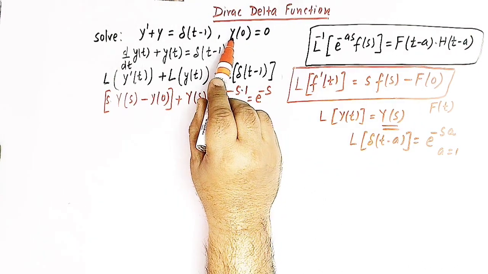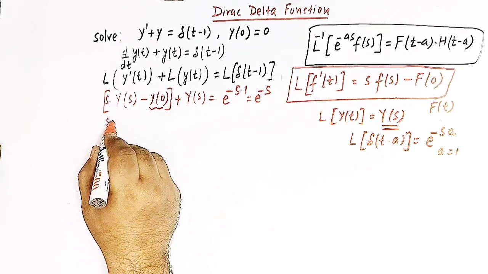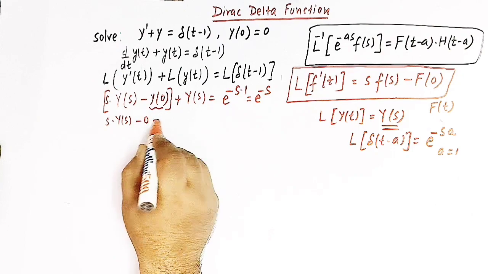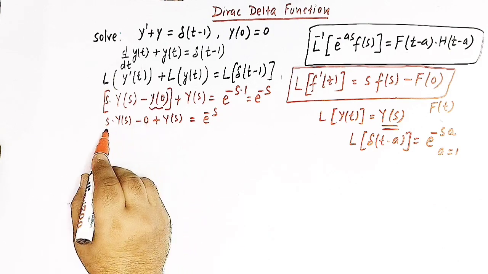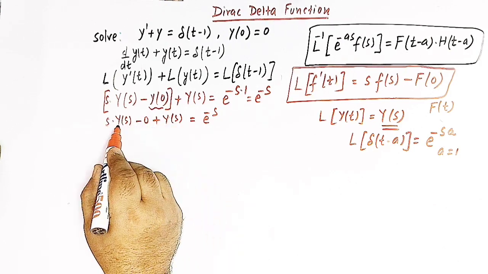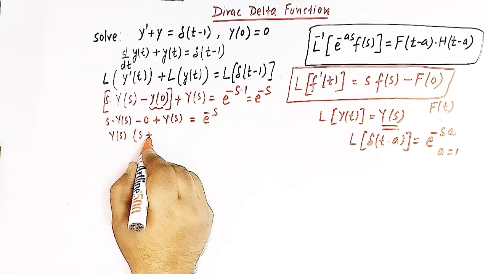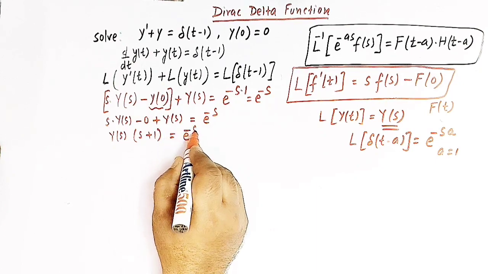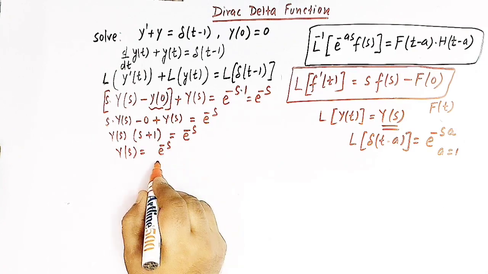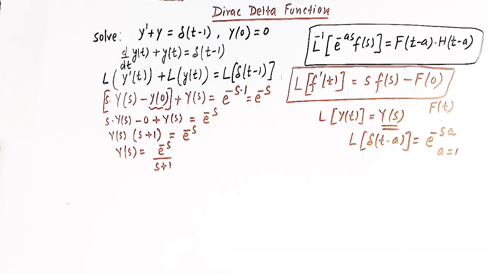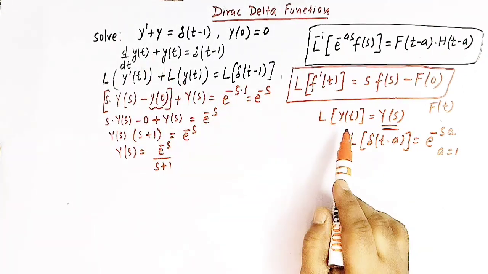Now using the condition y of 0 is equal to 0, this term is 0. So we have s times Y of s minus 0 plus Y of s is equal to e raised to minus s. Taking Y of s common from these two terms, we have Y of s times s plus 1 equals e raised to minus s. So we can now write Y of s is equal to e raised to minus s over s plus 1. And remember, Y of s is the Laplace transform of the function y of t.